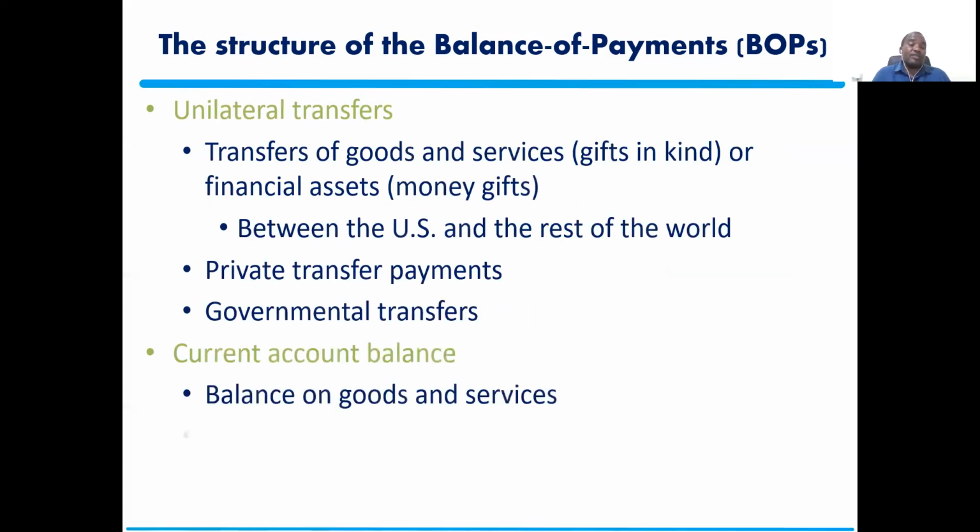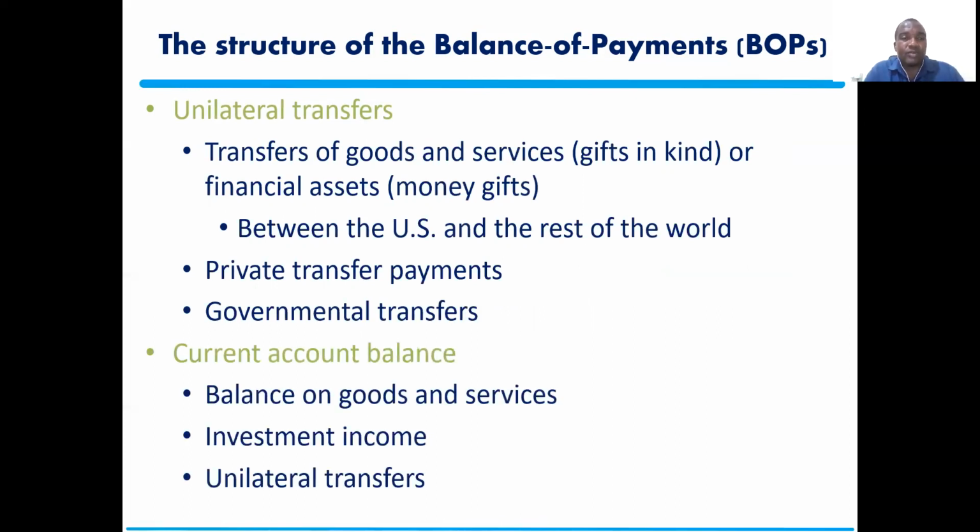And then we've got unilateral transfers, which are not associated with an exchange of goods and services. This is the transfer of goods and services, gifts of some kind, financial assets, money gifts, between, say, the United States of America and the rest of the world, or in the context of a person like myself, between Zimbabwe and the rest of the world. We've got private transfer payments and also governmental transfers as well, to honor certain obligations, but not necessarily because of goods and or services with market value, which the government will be transferring money for. That's why they are called unilateral transfers.